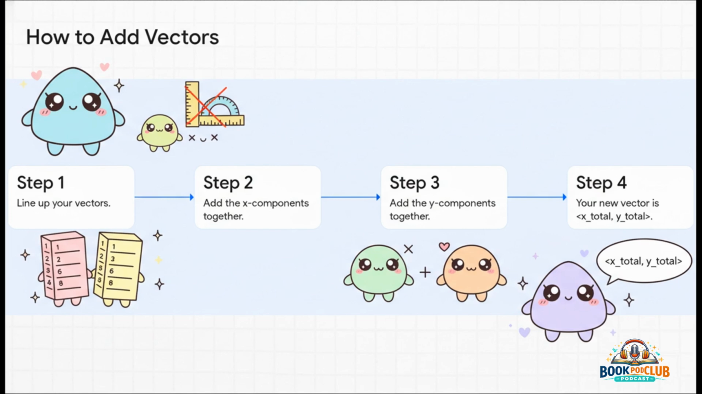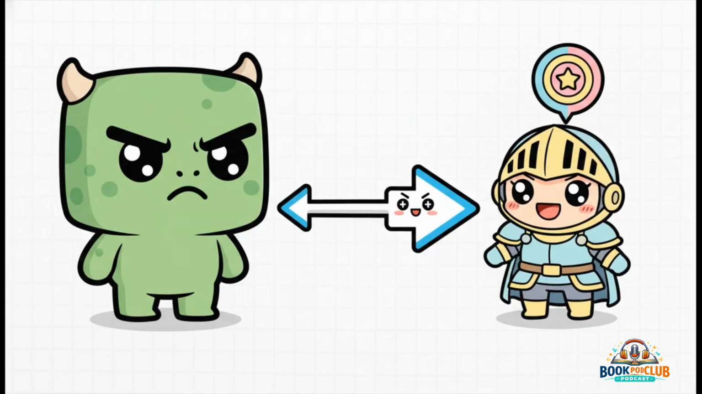It's really that simple. So if adding is for combining moves, what's subtraction for? Well, it's for finding the path between 2 things. This is how a video game enemy knows the exact vector to get to you. It's answering the question, what move do I have to make to get from where I am to where you are?